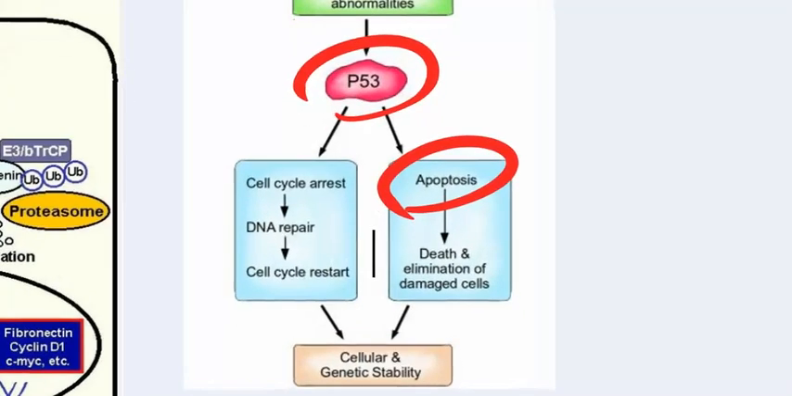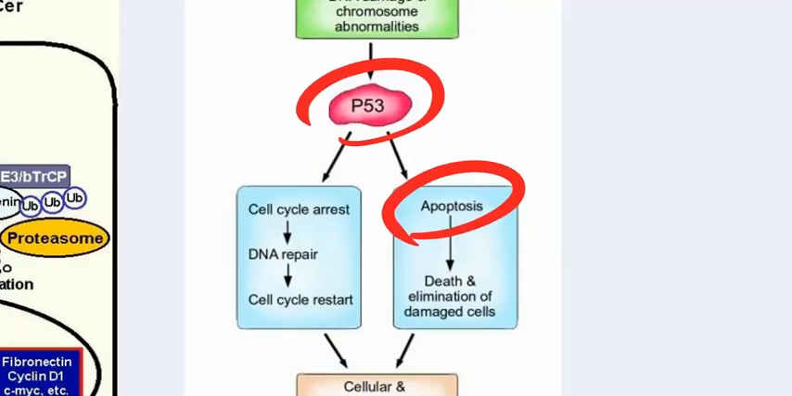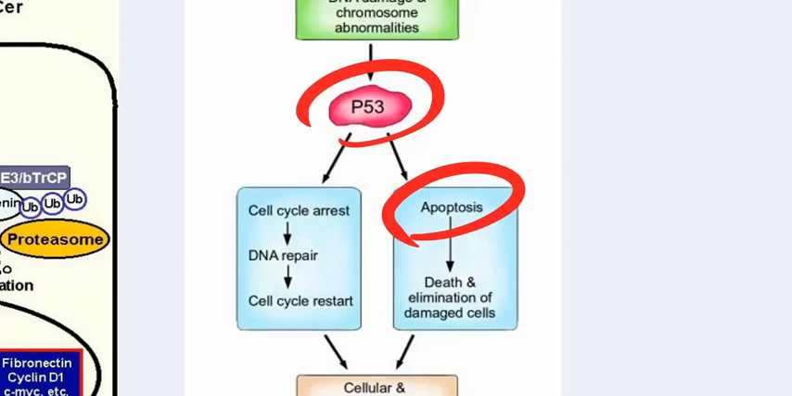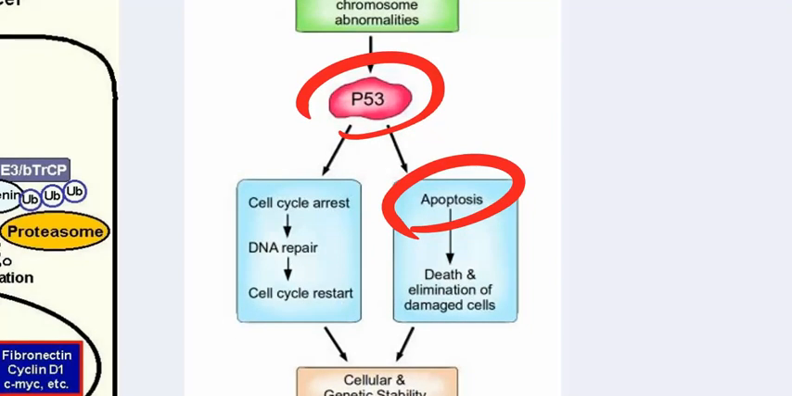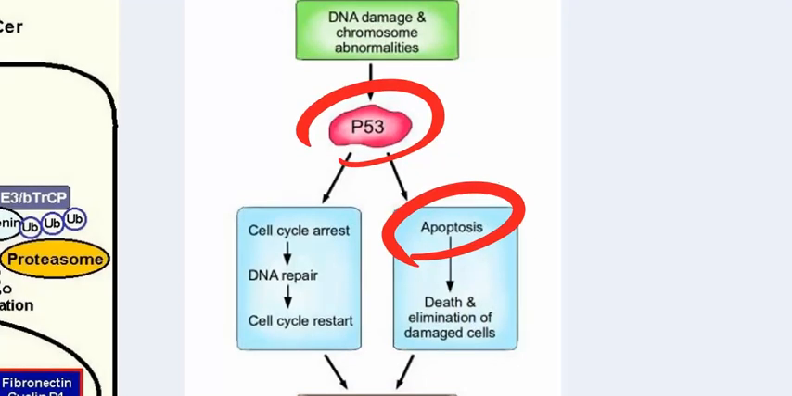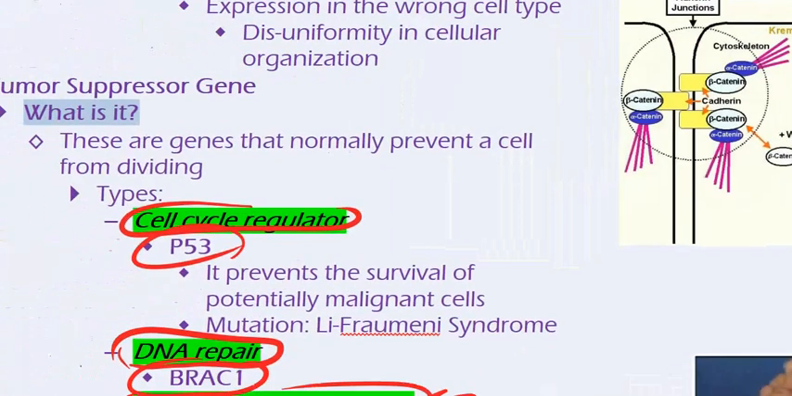Now, another thing that P53 can do for you is that it can arrest the cell cycle. Once it notices that there's something wrong with the chromosomes or the genetic material, it can arrest the cell cycle and then allow for DNA repair to occur before that cell starts to divide again. That way it's functioning as a tumor suppressor. Does this make sense? Okay, so that's what your P53 is doing for you.